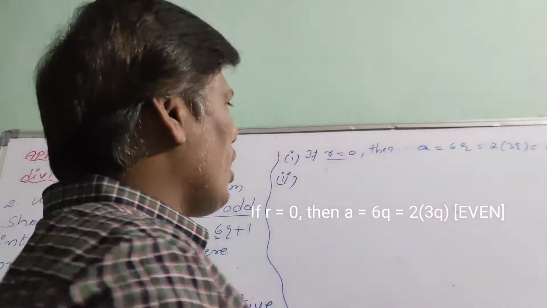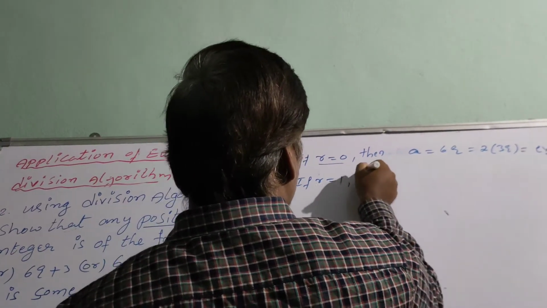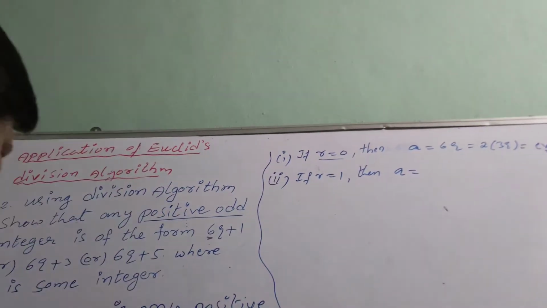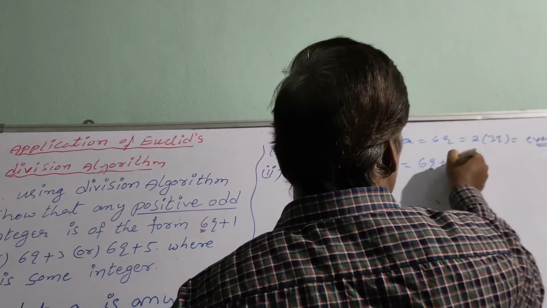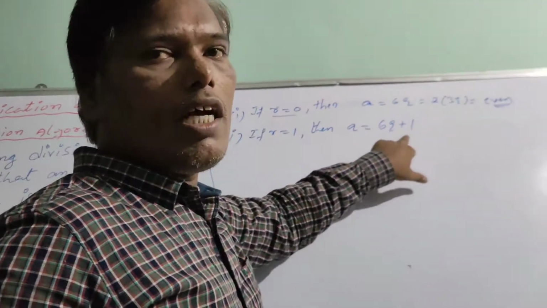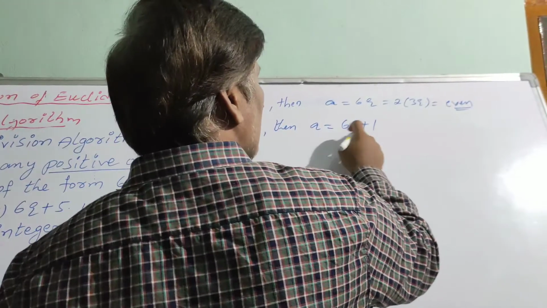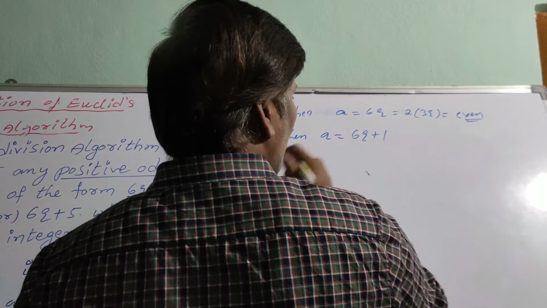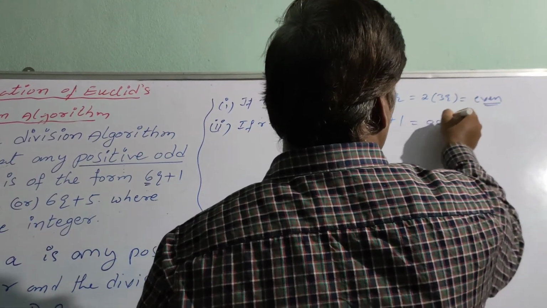Next, if r is equal to 1, then what will we get? a is equal to 6q plus r, so 6q plus remainder 1. Can we express this as the product of 2 and something? We cannot. Can we take 2 common here? In the term 6q we can write 2 into 3q, but 1 is not a multiple of 2, so you cannot take 2 common, so it is an odd number.